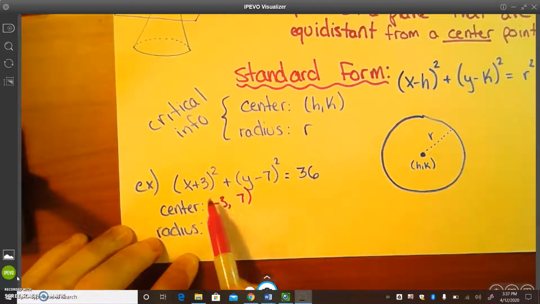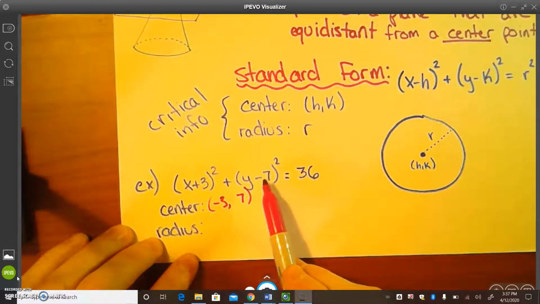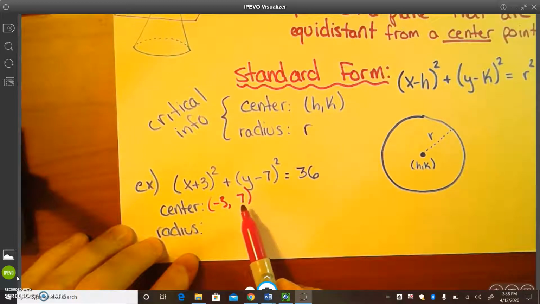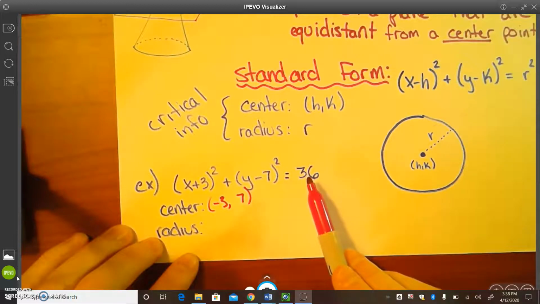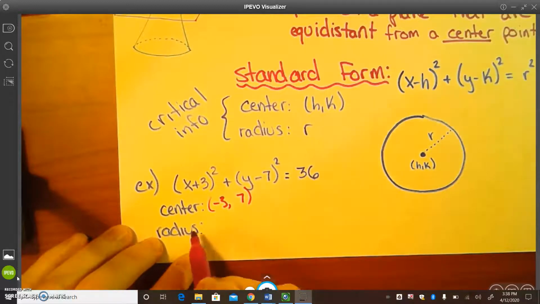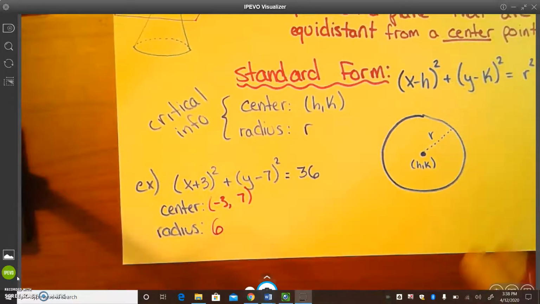The h is always the x coordinate of the center point, and it's always paired up with your x variable, all right? So the -7 becomes a +7, and again, the k is your y coordinate of the center, and it's always paired with the y variable. Here we have equals 36, so your radius would be 6, the square root of that, okay?